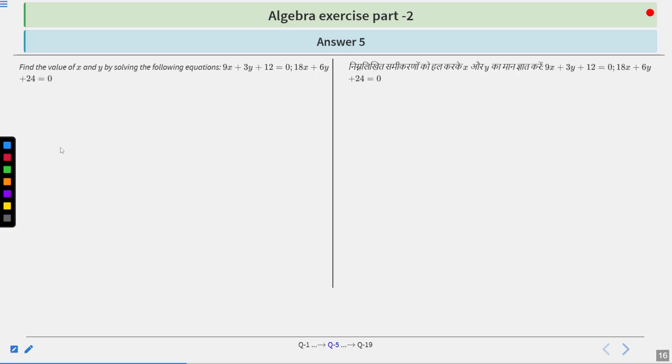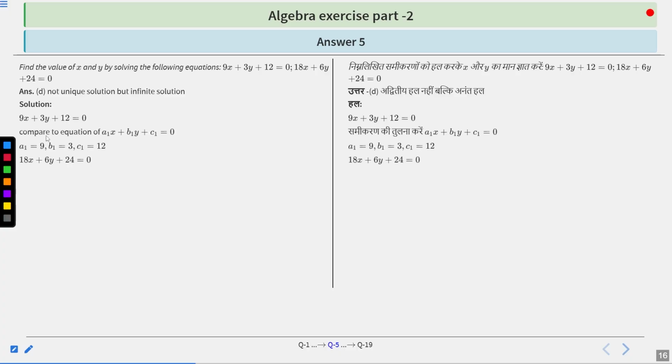So we have to find the value of x and y by solving the equations. Now, first equation was 9x plus 3y plus 12 equal to 0. So comparing to the equation a1x plus b1y plus c1 equal to 0, a1 is 9, b1 is equal to 3 and c1 equal to 12.